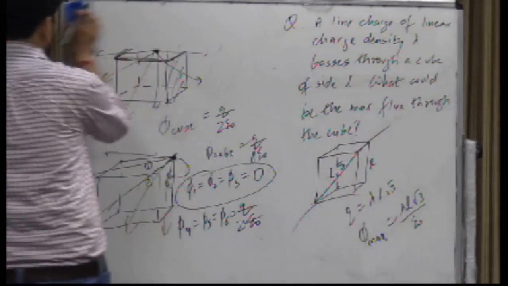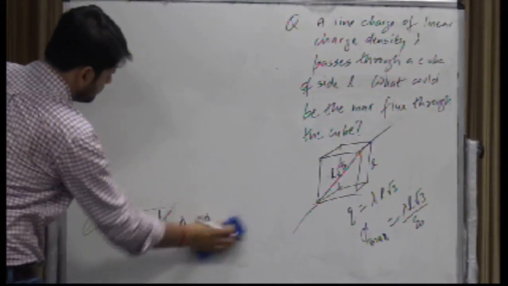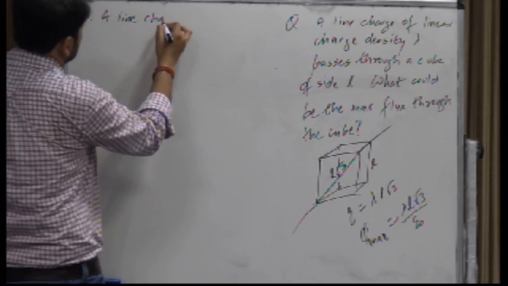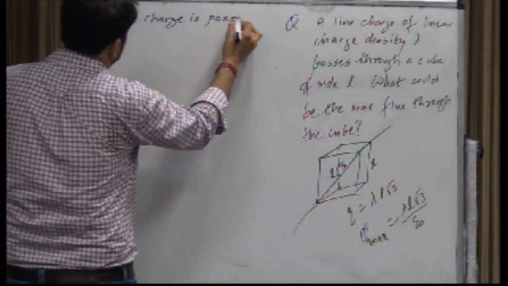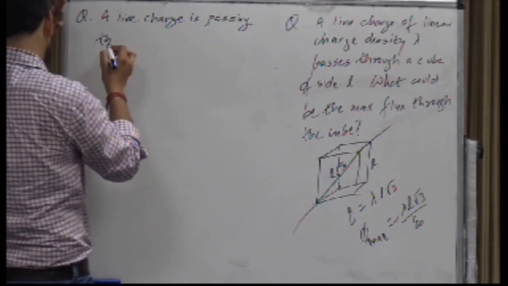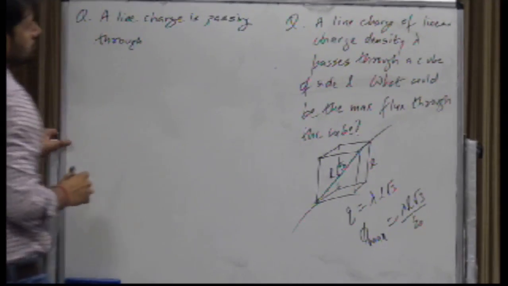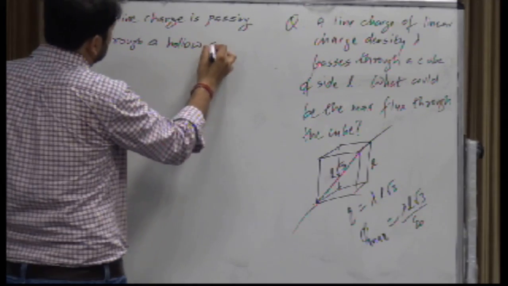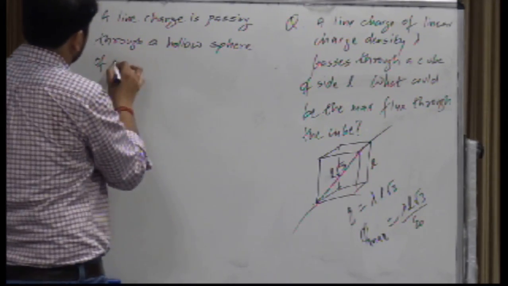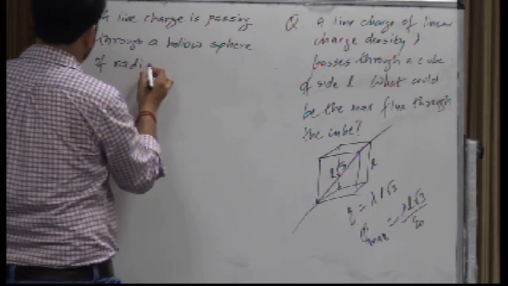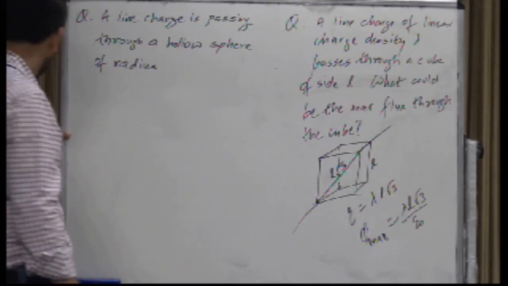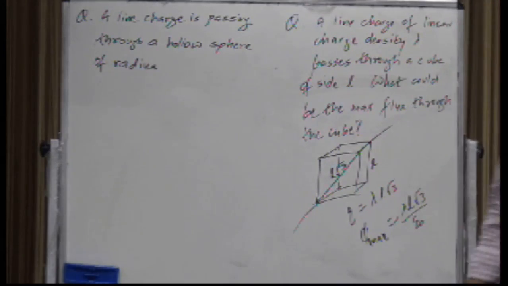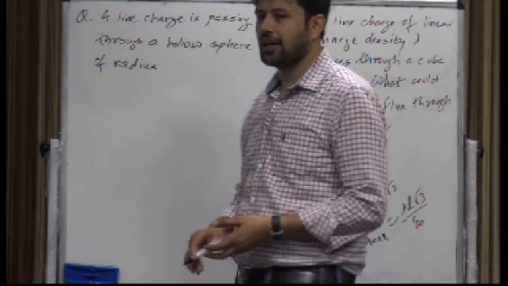Now this was an easy one, right? Let's have a better one. A line charge is passing through a hollow sphere of radius... Somebody asked how flux equals q by 24 epsilon naught. We left that question. I'll come back.